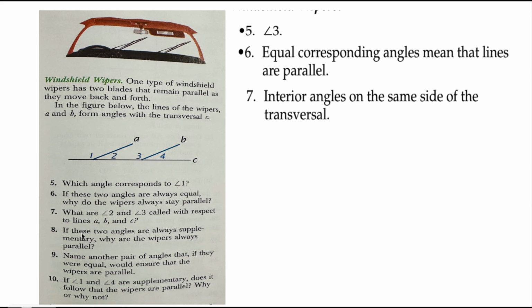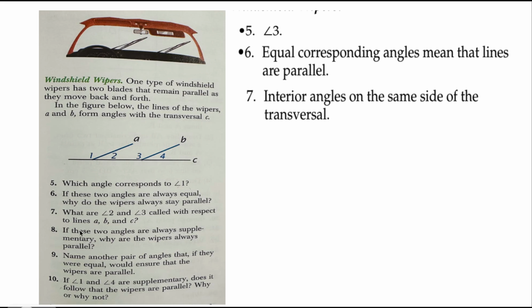Number 8, if these two angles are always supplementary, right? 2 and 3 are supplementary, they will add to 180. And we can kind of see that. 2 is acute, 3 is obtuse. And so you can imagine just looking at this that they really are supplementary. And we know because of our theorems, but it's just always nice to see that it looks like it as well.